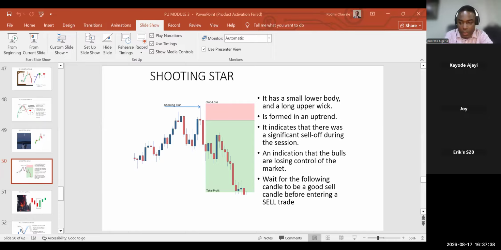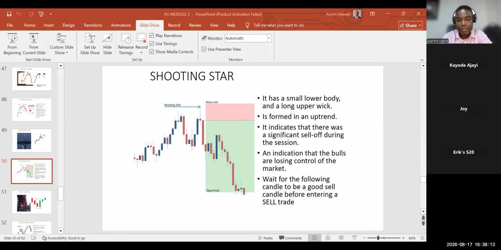Okay, so it's telling us that we have a shooting star on gold currently. What time frame? You need to be specific. What time frame are you seeing the shooting star? 15 minutes. Okay. So let's go down to the 15 minute time frame.